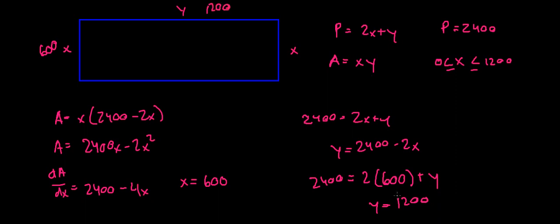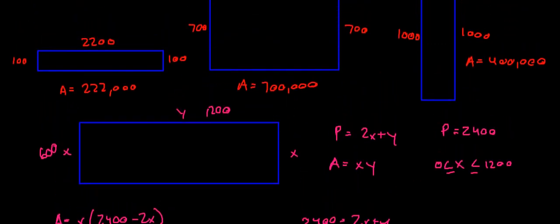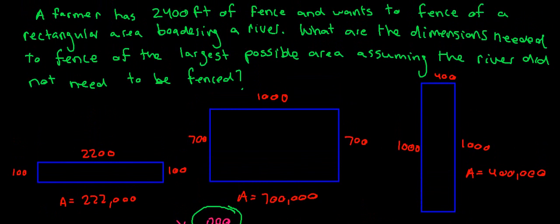And if I wanted to know the area of this, now I just take 1,200 times 1,200. And then that would give me a total area, but that's not what this was asking for. This was just asking for the dimensions. So the dimensions will be 600 by 1,200. That's how to do an optimization problem.